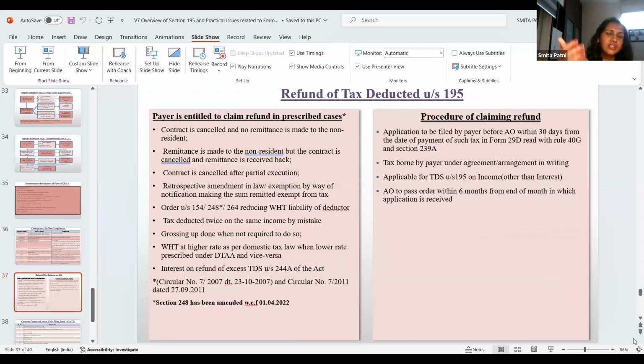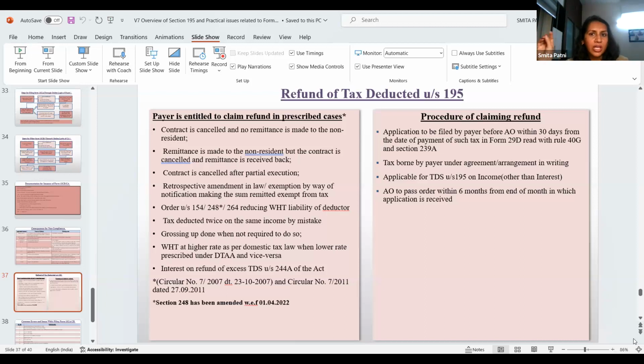There are certain conditions, for example when the contract is cancelled: remittance is paid to an NRI, but the contract is cancelled by the NRI, there is a partial execution of the contract, or there are various reasons when you feel that you have deducted the TDS but actually TDS was not leviable. So you can request the department under section 248 that the refund of taxes be done as per the procedure.